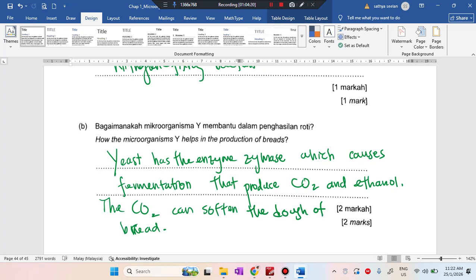Zymase is the enzyme inside the yeast, and then the carbon dioxide can soften the dough of the bread, and the ethanol, they make beer and wine.